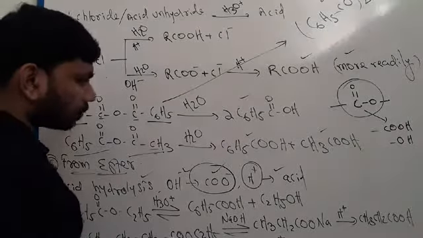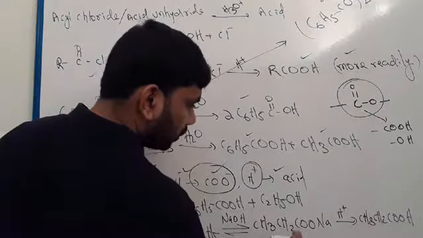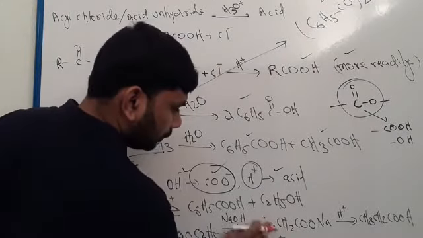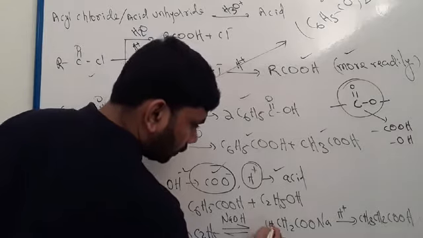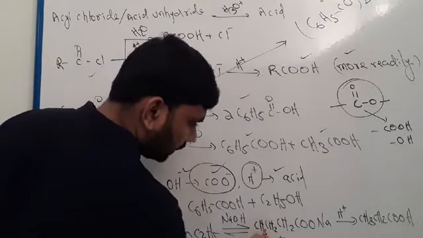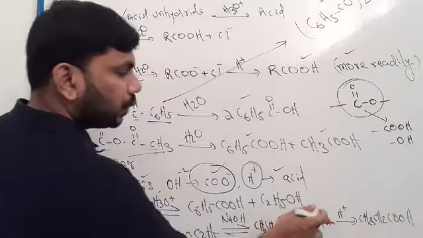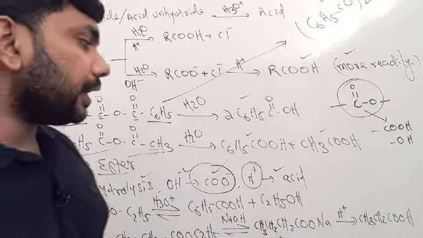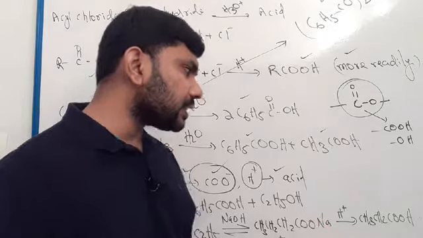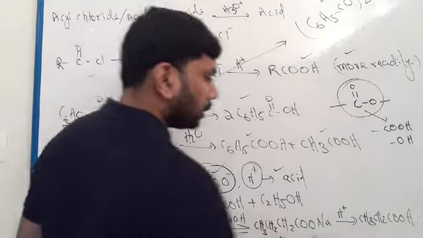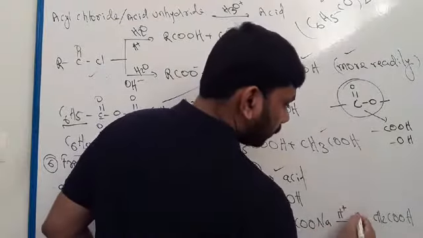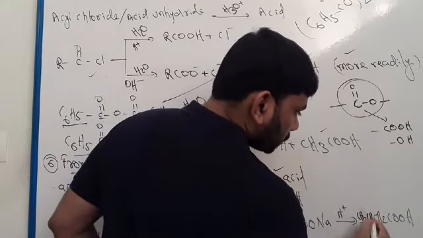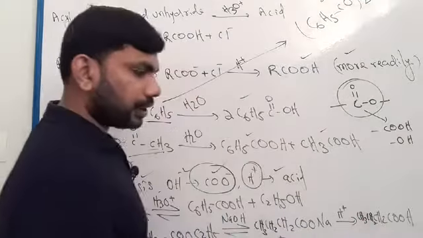1, 2, 3, 4 carbon. Okay, so here also 1, 2, here also 4 carbon. Okay, CH3CH2COONa, sodium butanoate. This sodium butanoate after acidic hydrolysis produces butanoic acid, 4 carbon, CH3CH2COOH.